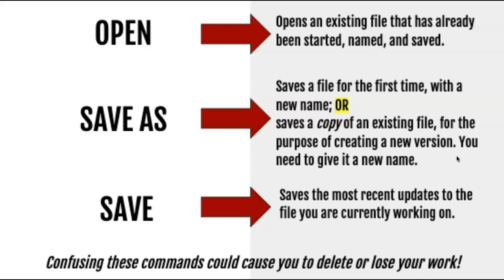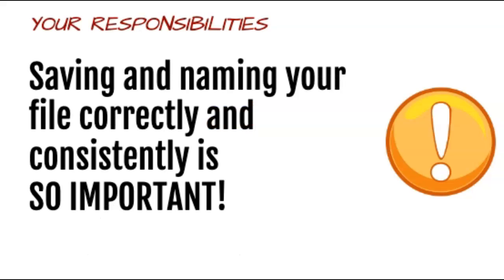You always need to give your new version a new name. We named ours Bouncing Ball 2 Slow In Out. Saving and naming your file correctly and consistently is so important. If you don't do this and if you're not careful, it's going to become very difficult to keep track of your files, your projects, and you're going to end up spending a lot of time just looking for work that you've already done.